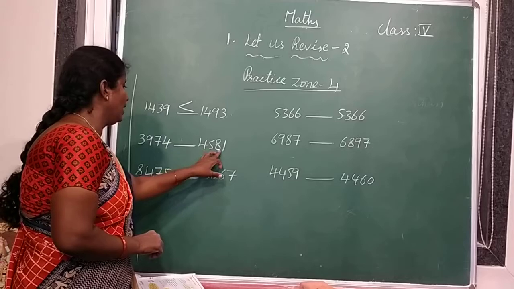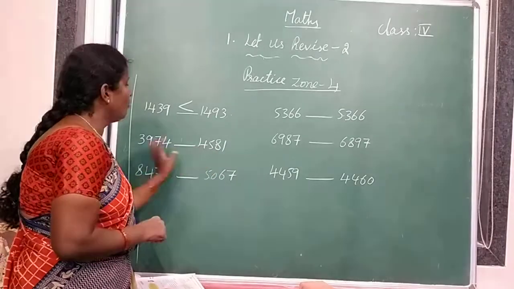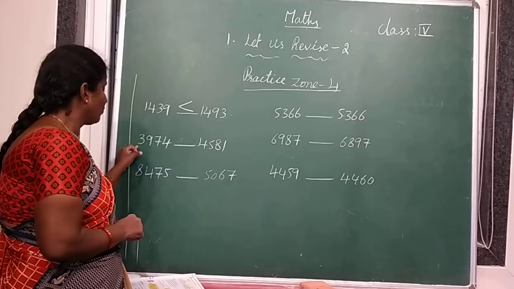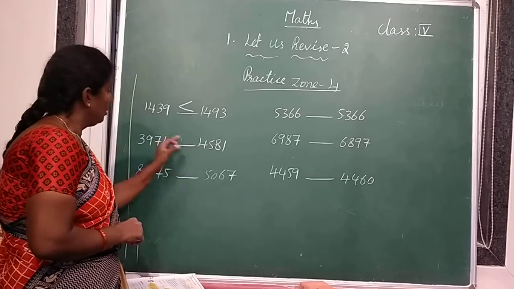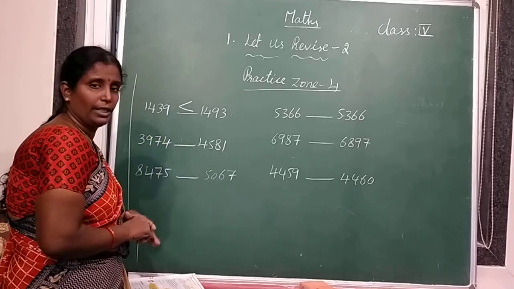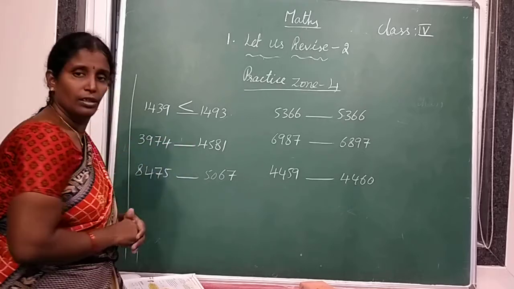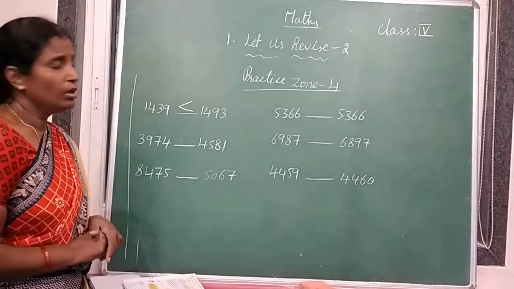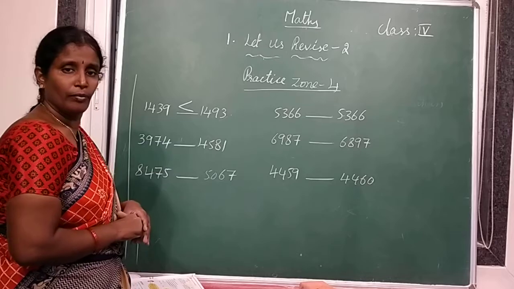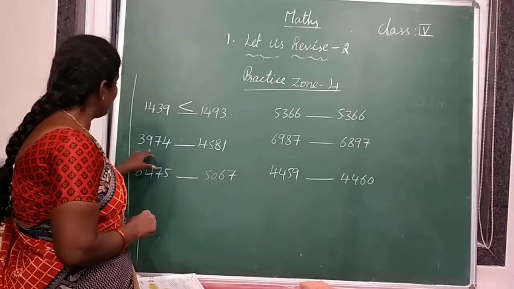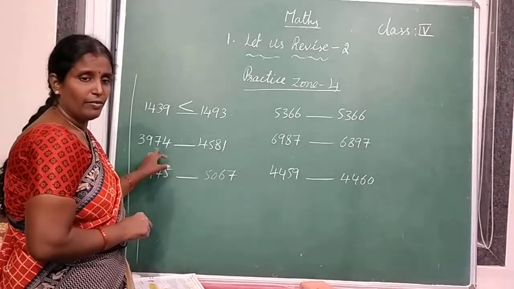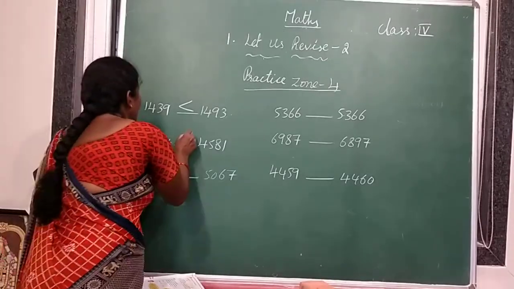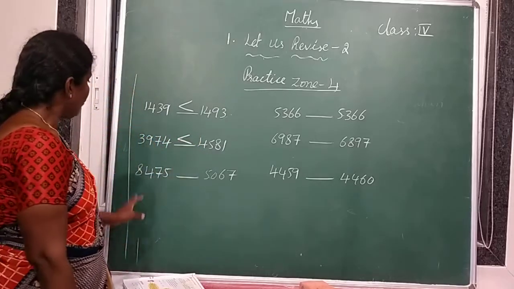And next 3,974, 4,581. Both are 4-digit numbers only, but here in thousands place 3 and 4. So 3 and 4 are different. So is 3 smaller or greater than 4? Smaller than 4. So smaller means the first number is smaller. If the first number is smaller, what is the symbol? Less than symbol. And go for next one.